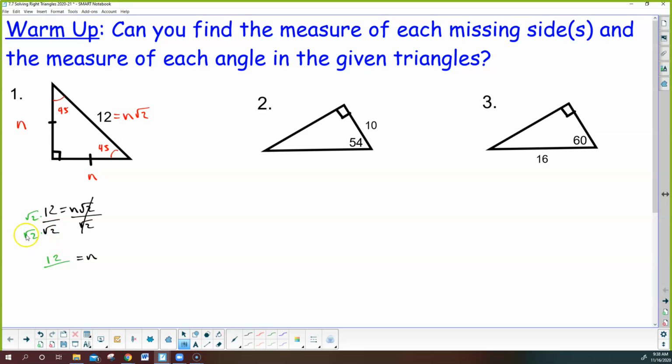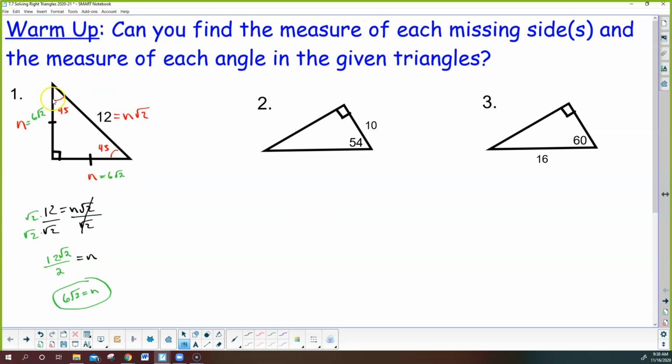And then remember, this turns into the square root of 4, but the square root of 4 is 2. So then I have my whole numbers. 12 divided by 2 is 6, and that gives me n being 6 square roots of 2. So the two missing sides are 6 square roots of 2.